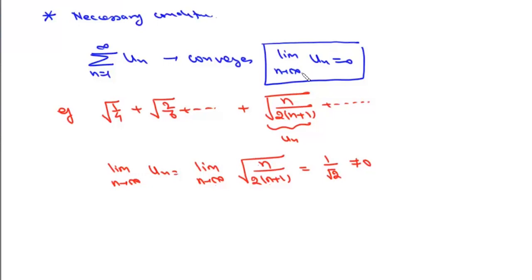And since this limit as n tends to infinity of un equal to 0 is a necessary condition, that means this series cannot converge. That is, this series is going to diverge.